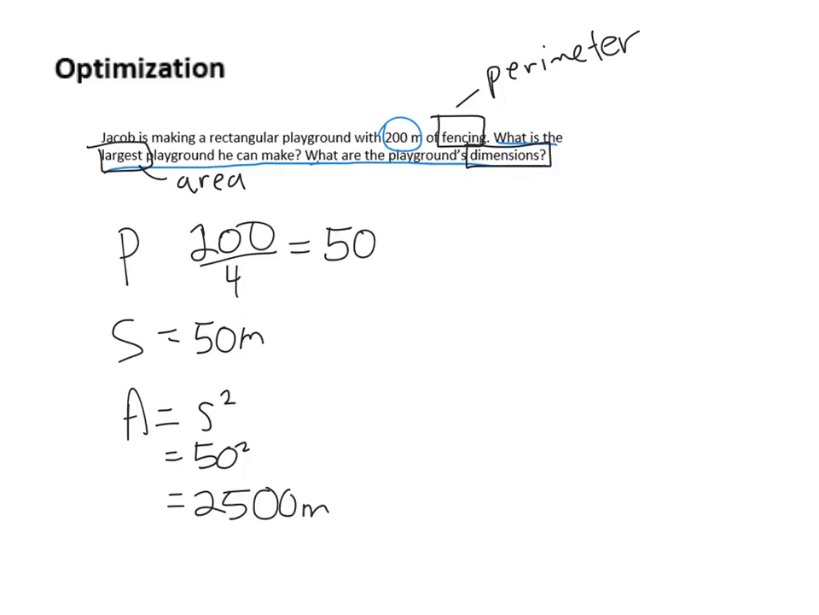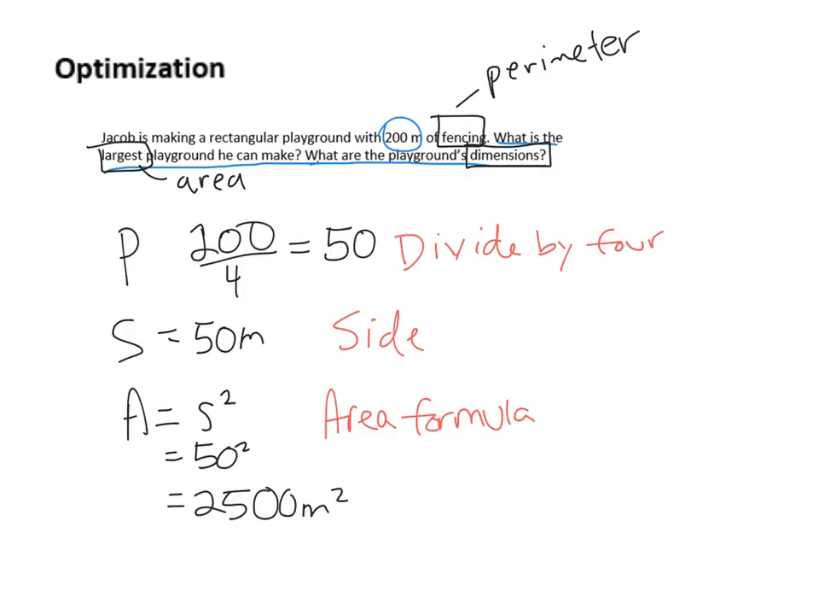2,500 meters squared. And so to do this question, you can see I got my given perimeter, and I simply divided by 4. And then I got my side, and then I plugged in the area formula. So the second part of this question asks you for the dimensions of the playground.